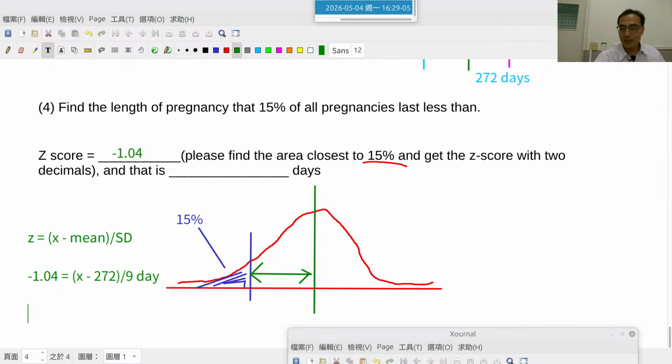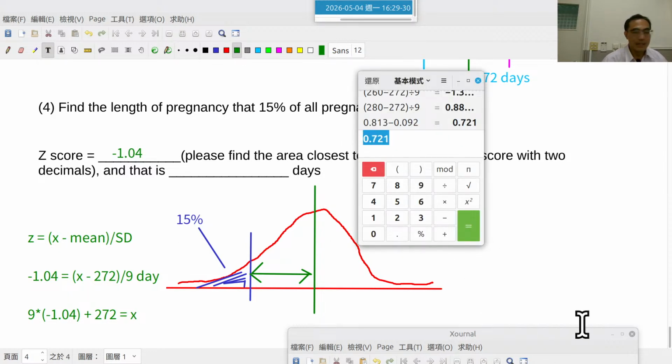We know 9 times minus 1.04, plus 272. That is the x. So after this, we can calculate with our calculator.